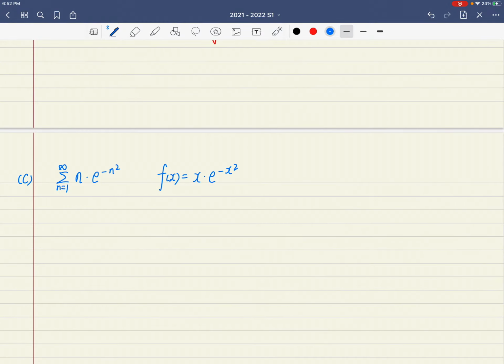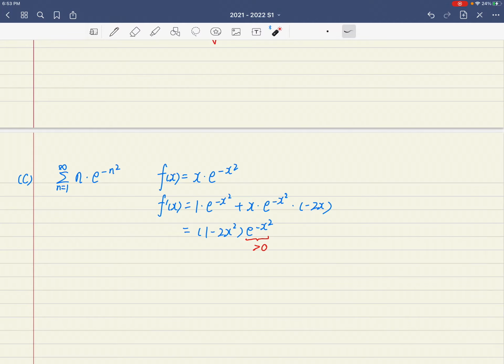So what do we do? We find out its derivative. So its derivative is u's derivative times v plus u times v's derivative. So it is 1 minus 2x squared times e to the power of negative x squared. Again, this part, e to the power of anything, is always positive. You don't need to care.